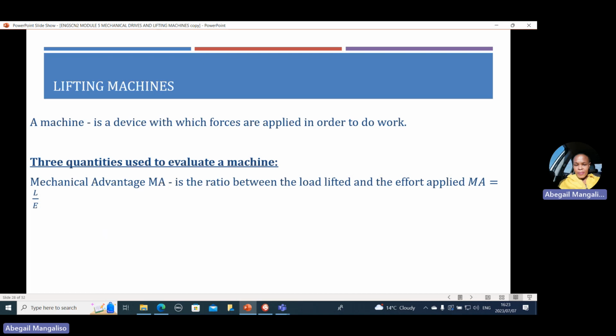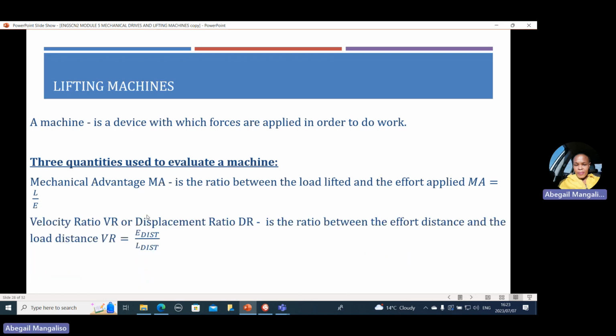And the effort, the minimum force that you put in, is also measured in Newton. So the mechanical advantage will have no SI unit because it is the ratio between Newton and Newton. If the weight is given in kilograms, you're given the mass of the object, always convert it into Newton. If it's given in grams, tons, megagrams, always convert to Newtons to get a weight.